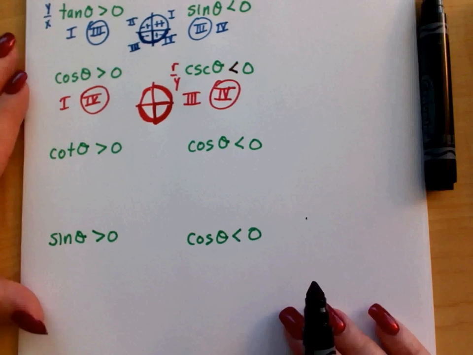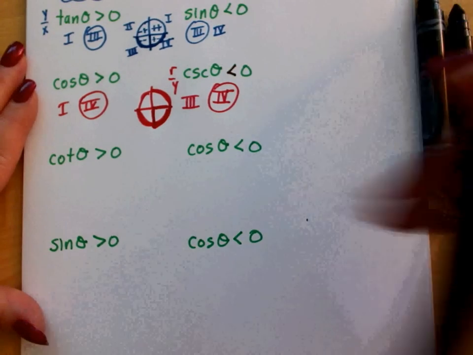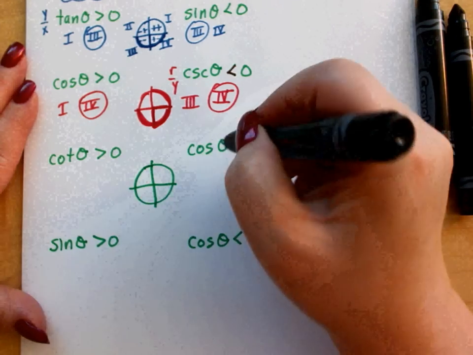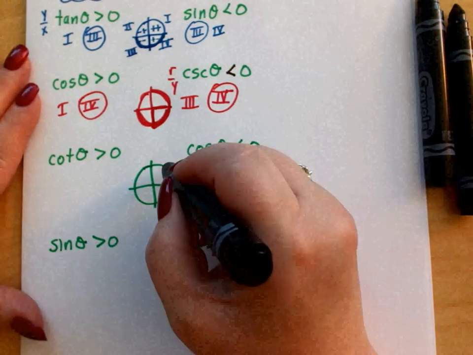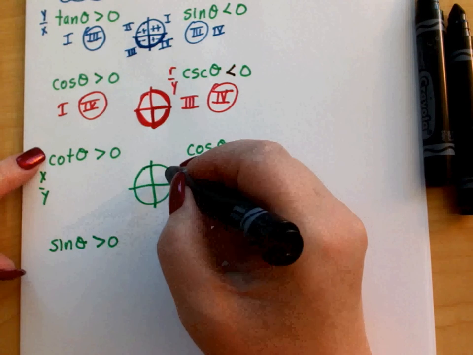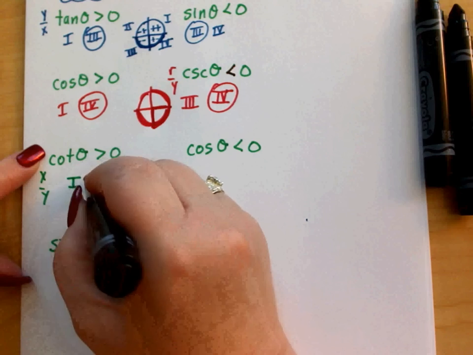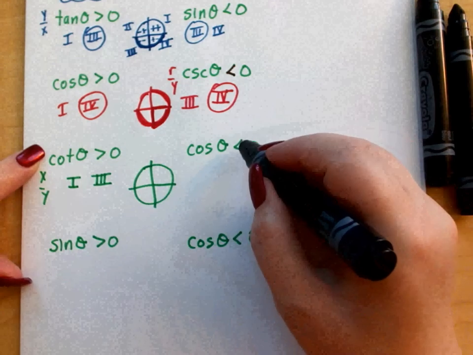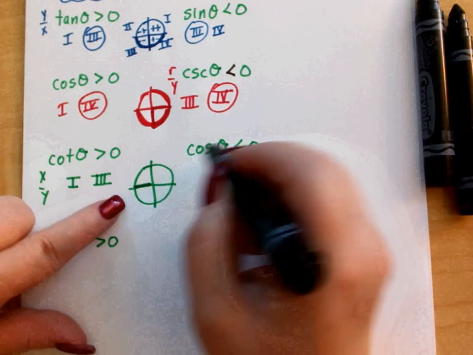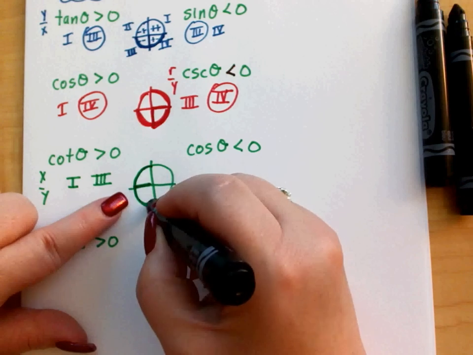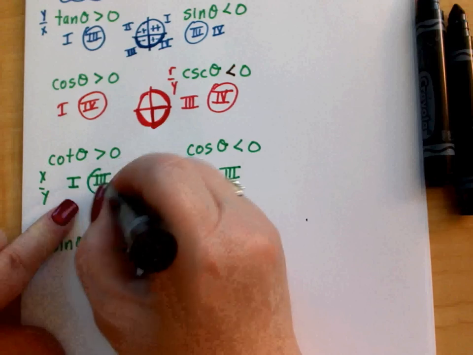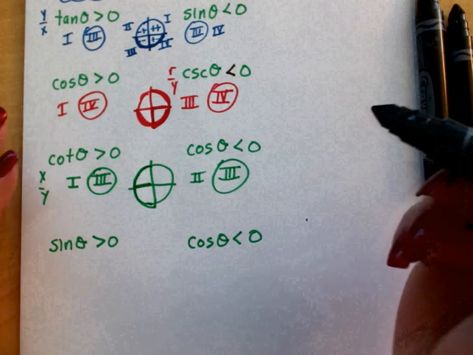All right, next I have, in which quadrant does it happen that cotangent is greater than 0 and cosine of theta is less than 0? So remember that cotangent is x over y, so it's going to be positive everywhere the signs are the same, which would be quadrants 1 and 3. Cosine of theta less than 0, remember cosine is x, so it's going to be negative in the left hemisphere, which would be quadrants 2 and 3. And then the place that they overlap would be quadrant 3, so that would be true of both of them.